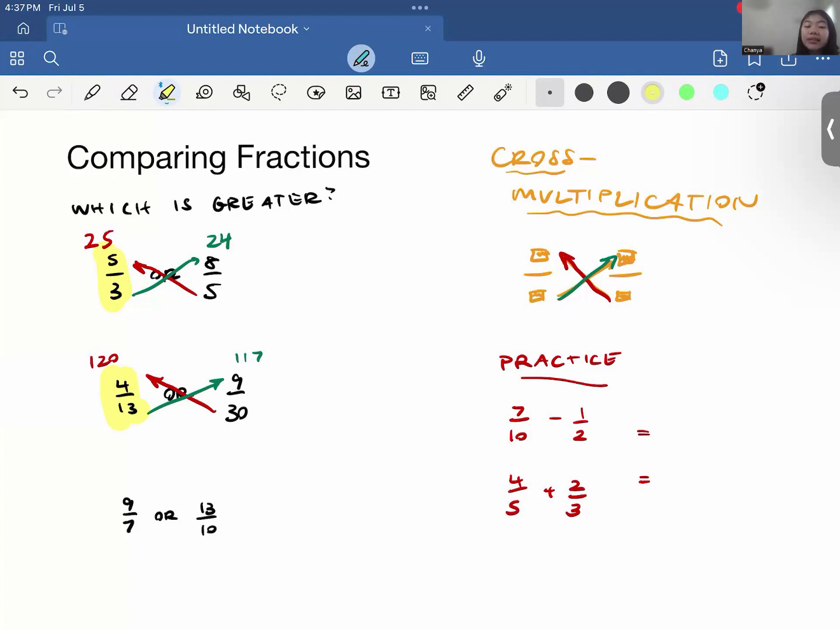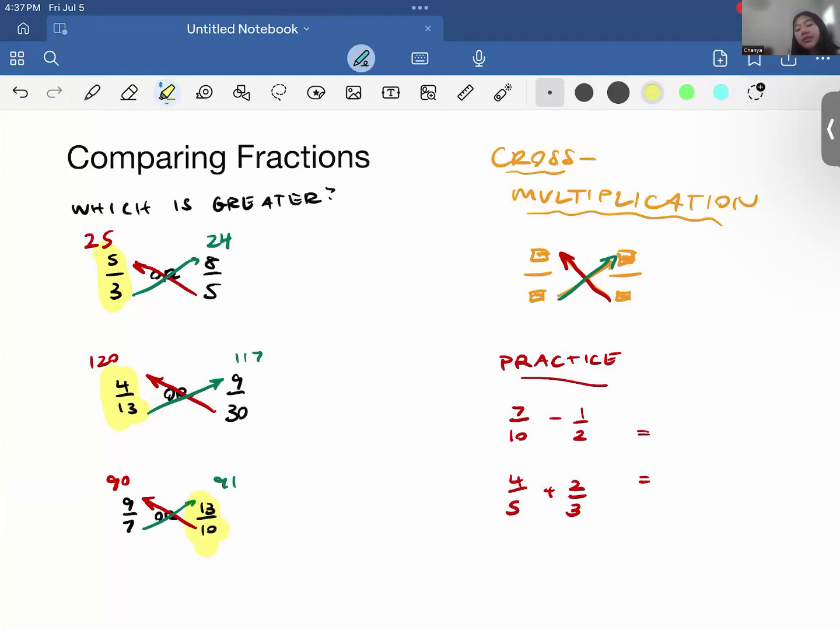Our last example is 9 over 7, and whether it's greater or less than 13 over 10. So let's do this example together. First I'm going to multiply 9 times 10, which is 90, right? Next, I'm going to multiply 7 times 13, which is actually 91. So since 91 is greater than 90, the greater fraction is going to be 13 over 10.